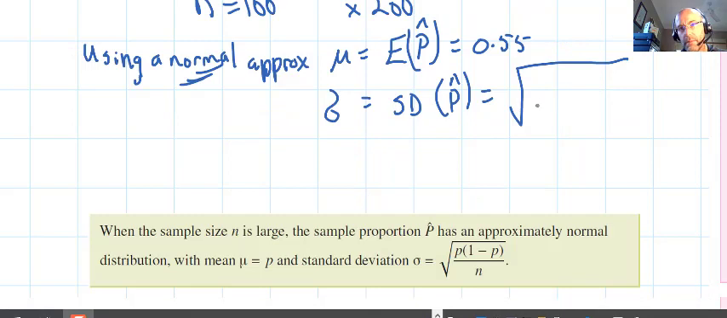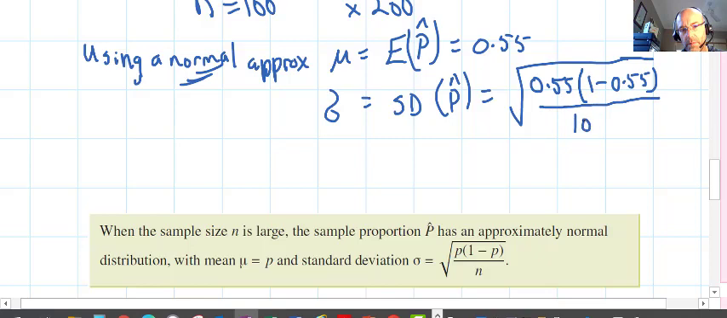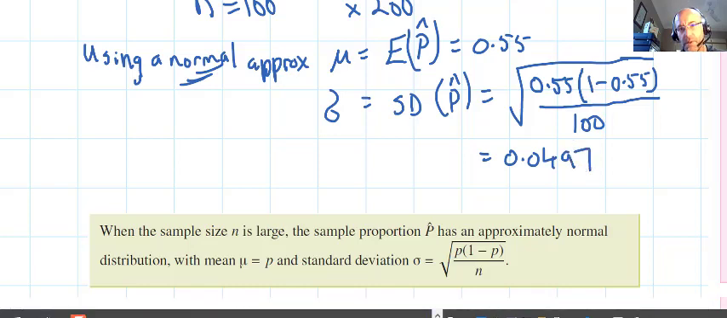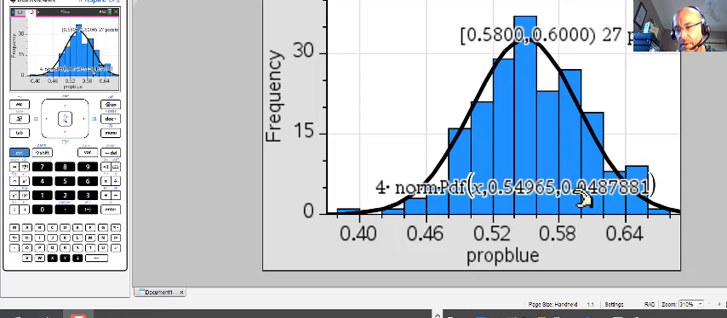is the square root of P, which is 0.55, times 0.45, which is what the brackets come to, over 100, and that comes to 0.0497. Now let's compare. So we've got 0.55, that's very close, and 0.0497, which is very close to that there. So yeah, that's working out fine, isn't it?